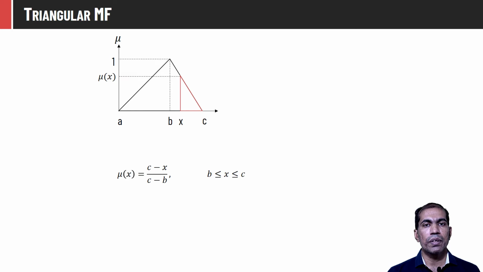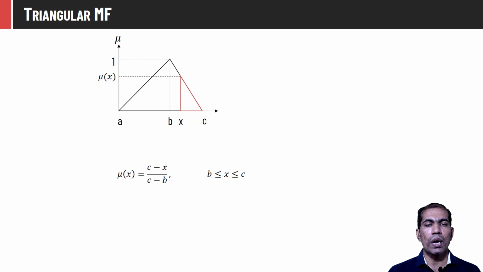If x is in between b and c, then again using the similar triangle method, we can compute the membership value for x as mu of x is equal to (c minus x) upon (c minus b). As x approaches b, the equation will reduce to (c minus b) upon (c minus b), which is 1. And we can see in the diagram also that b has membership value 1. And as x approaches c, the equation will reduce to (c minus c) upon (c minus b), which is 0. And that is true from the diagram itself.